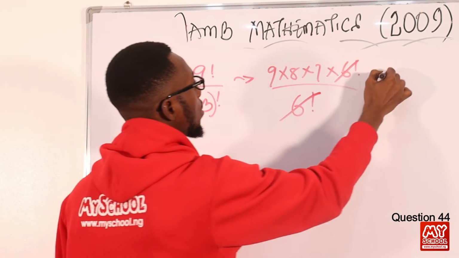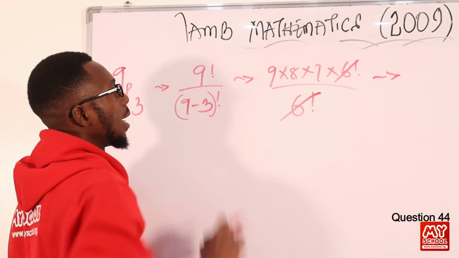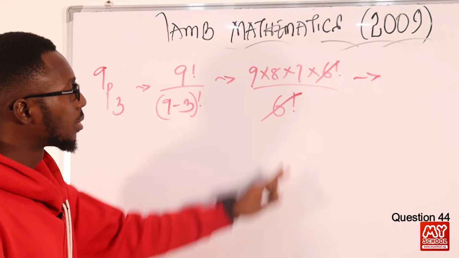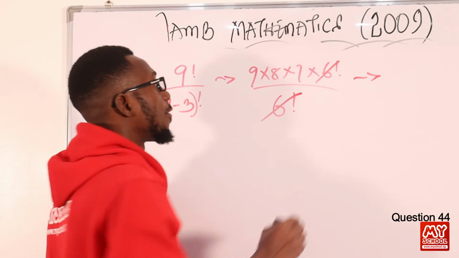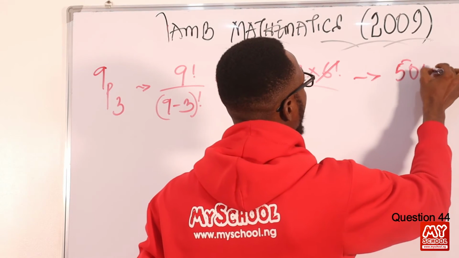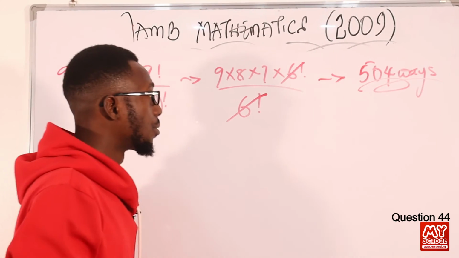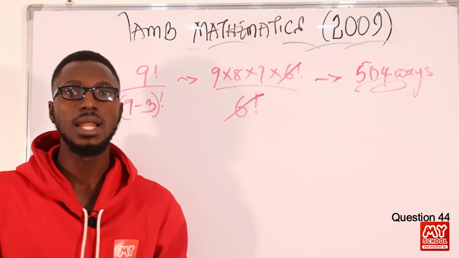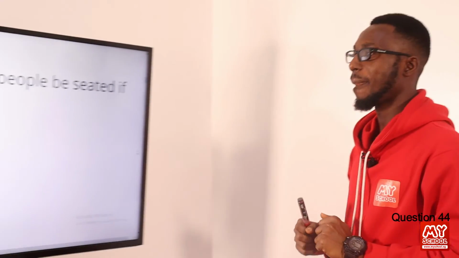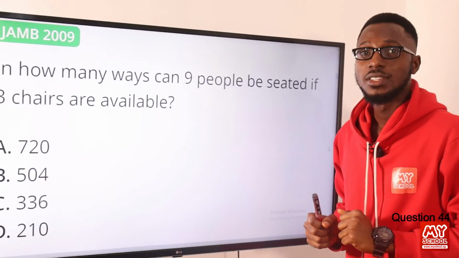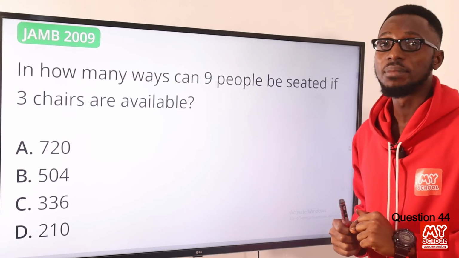All right, so that should be 9 times 8, I have 72. 72 times 7, that is 504. So we have 504 ways where the seating arrangements can be done. So 504, let's select that from the options provided. Of course, option B, yes, option B is the right option.